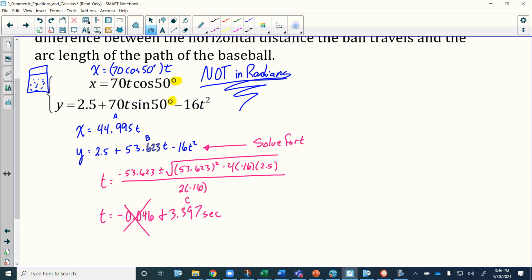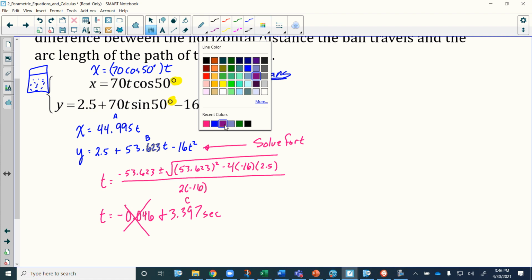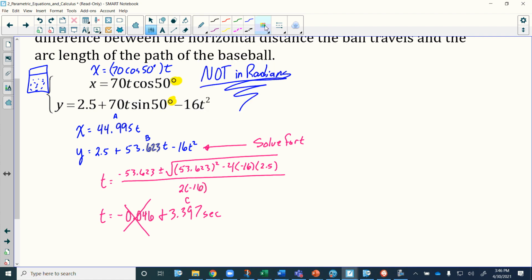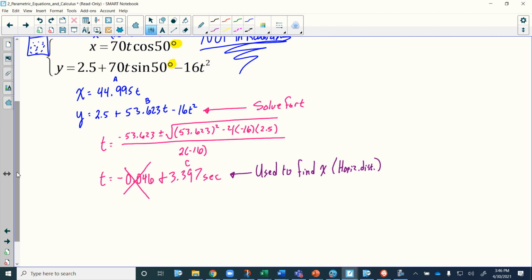All right. Well, why do I need that time value? That time value is going to be important because here this can be used to find x, which would represent your horizontal distance traveled. So let's find x. I'm going to just take that number and plug it right into the example that we have here.